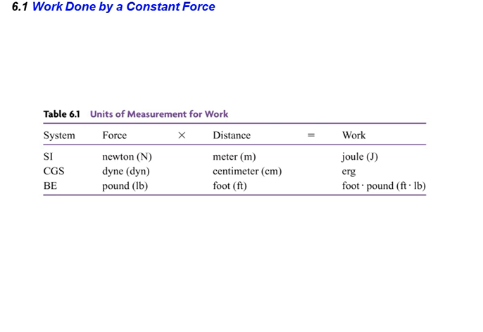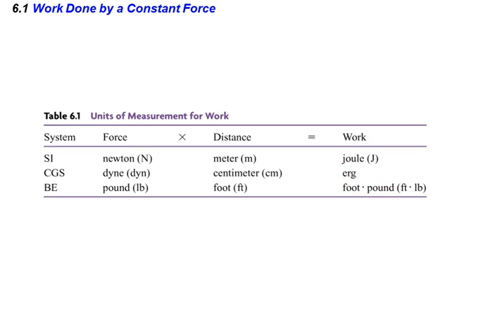Some of the other units of work would be foot-pound in the British system or an erg in the centimeters-grams system. We'll typically just use joule when we talk about our standard system here. A Newton times a meter, a Newton-meter, is a joule.